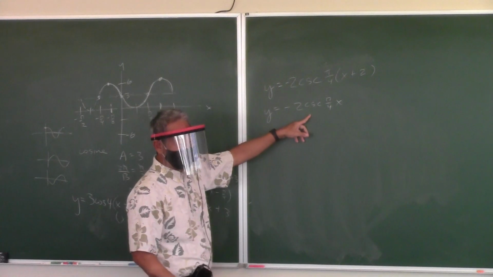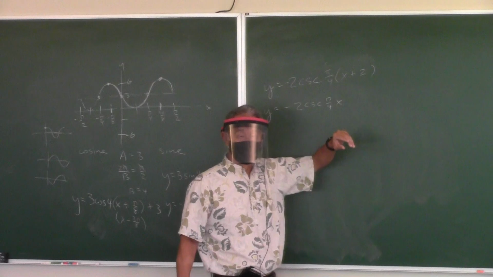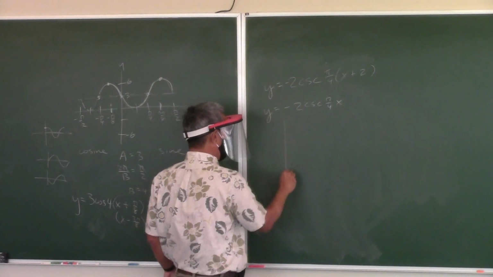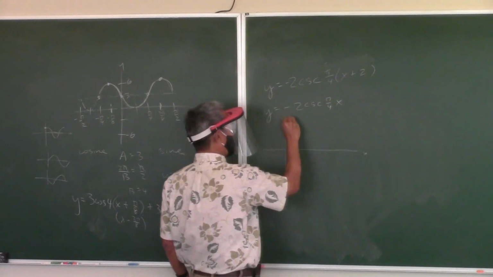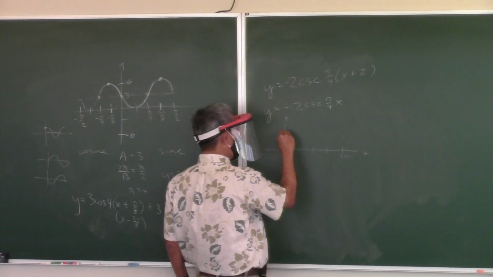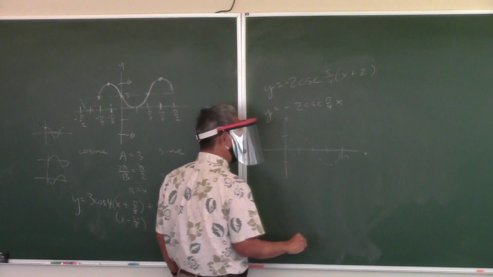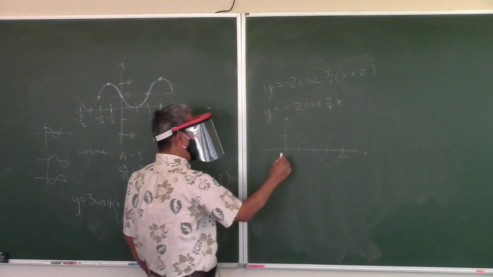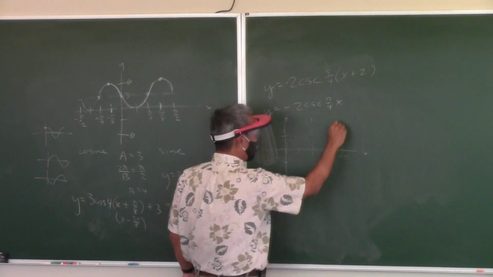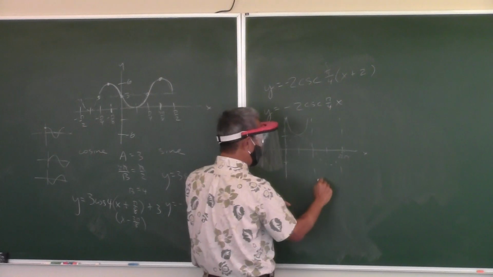So graph this first, and then what does this do? Shifts it 2 to the left. So just worry about this. Draw the base graph first. Remember the base graph? Cosecant is the reciprocal of sine. So what you do is draw the sine graph, and then hump it. Whenever the graph touches the x-axis, vertical asymptote. And if the graph humps down, you hump up. If it's humping up, you hump down.